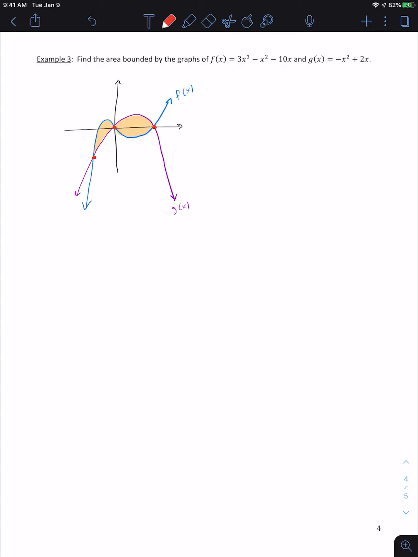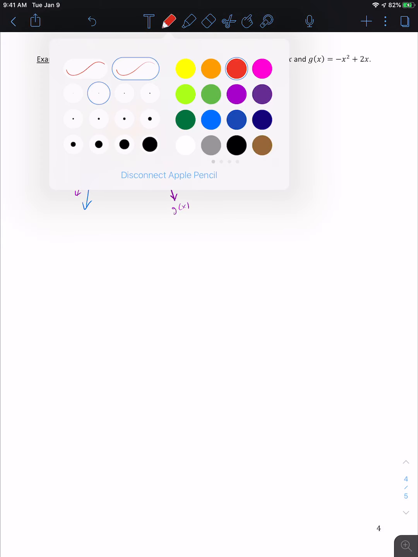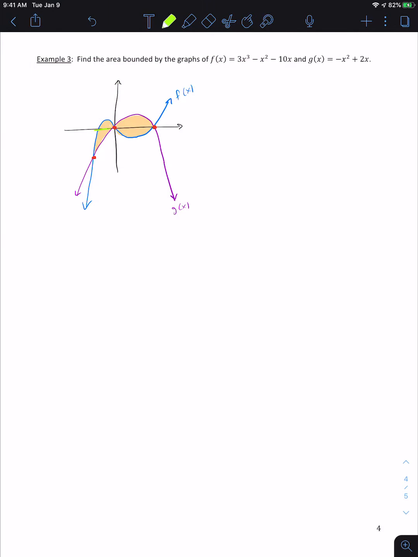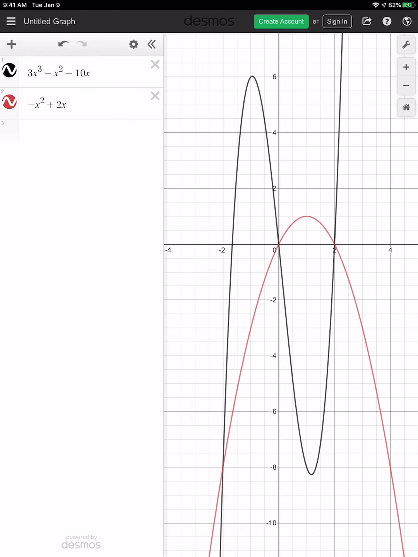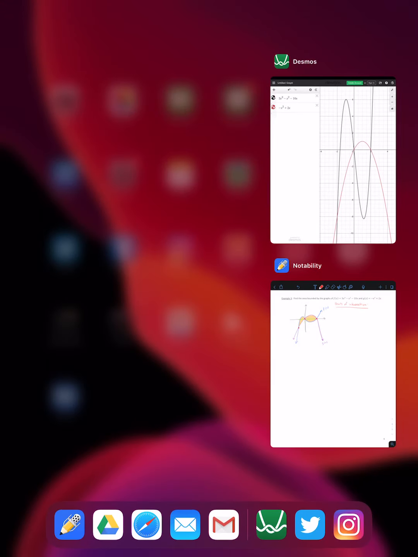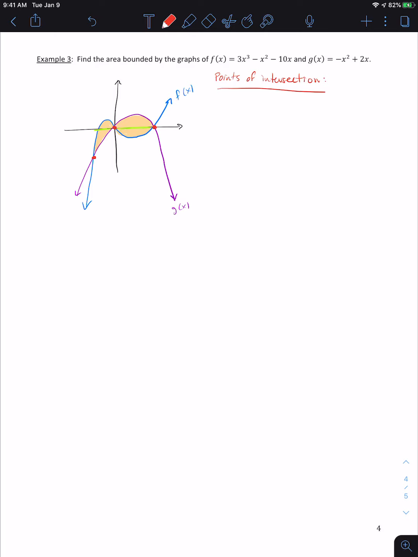So we have two distinct pieces of the graph. We have this piece that's going to have the blue function on top and this piece that's going to have the red function on top. So first let's find those points of intersection. Looking at the graph on our graphing calculator here, it looks like it's going to be 0 and 2, and then down here maybe negative 2. But let's go ahead and verify that. We should always verify it because with a graphing calculator, we're not exactly sure.